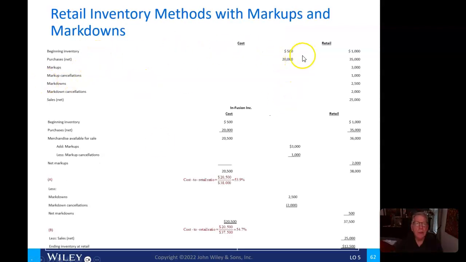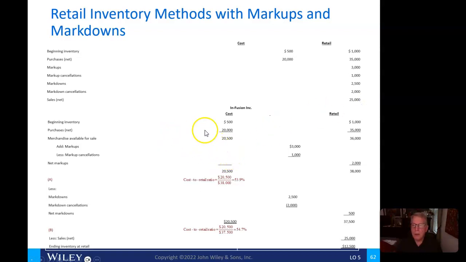we have beginning inventories of $500 here, purchases here, and then our markups, that's our cost and our retails, markups of $3,000, markup cancellations of $1,000, markdowns of $2,500, markdown cancellations of $2,000, and finally net sales of $25,000.